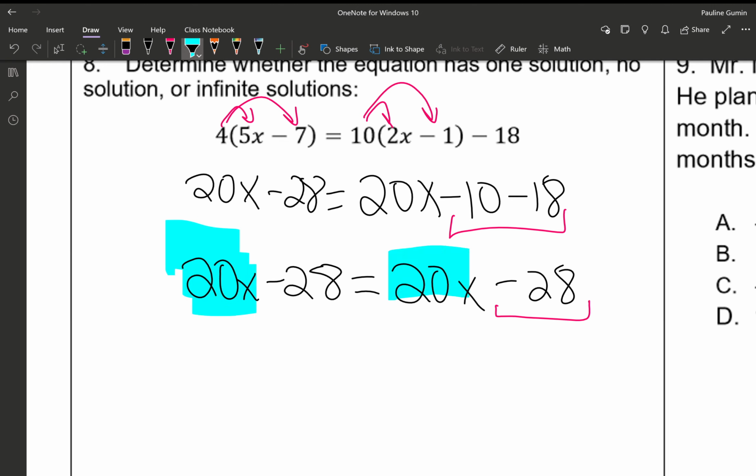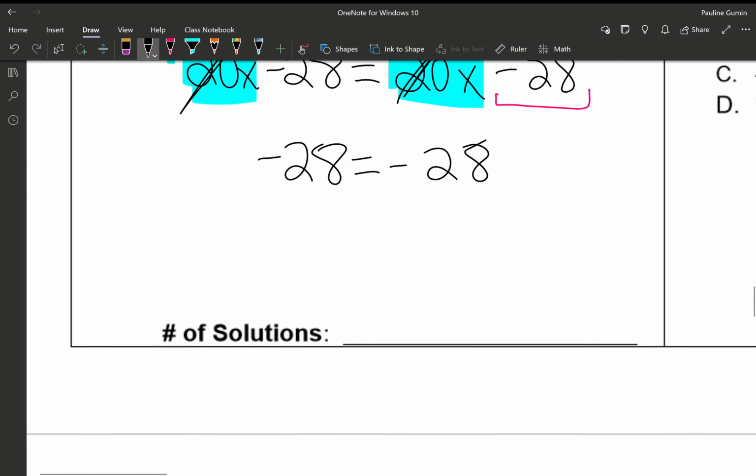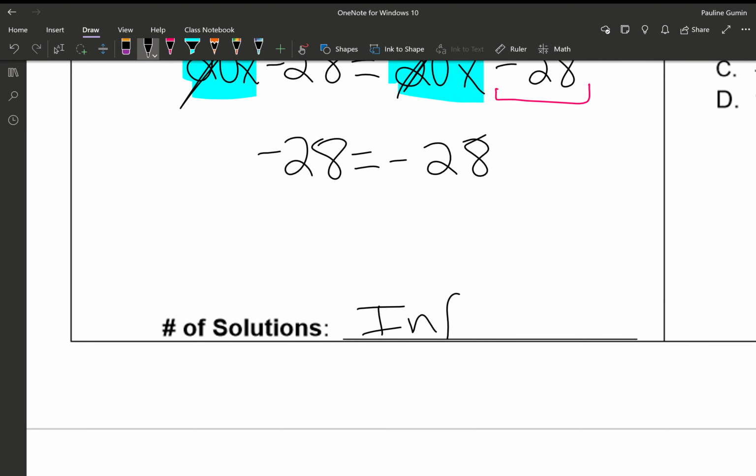We have a 20x and a 20x. They're exactly the same, so I can just cross them off. I'm left over with negative 28 equals negative 28. Is that true? Yes. That means we have infinite solutions.